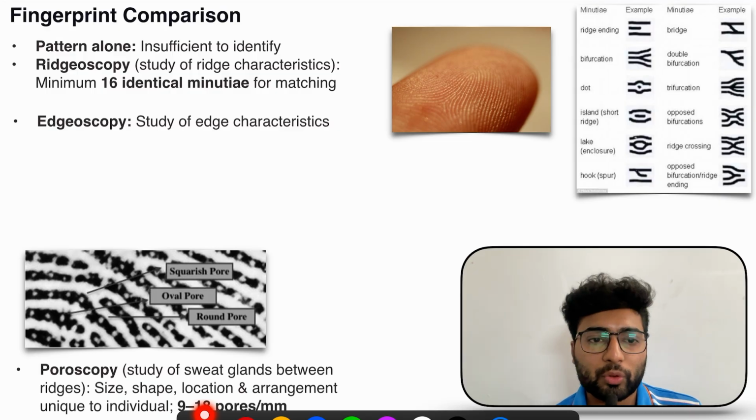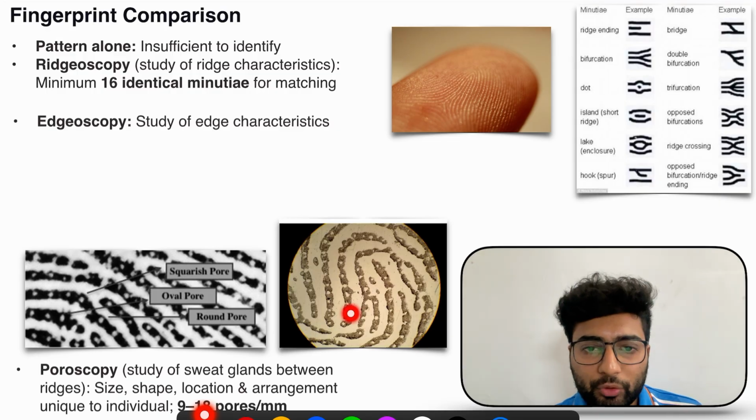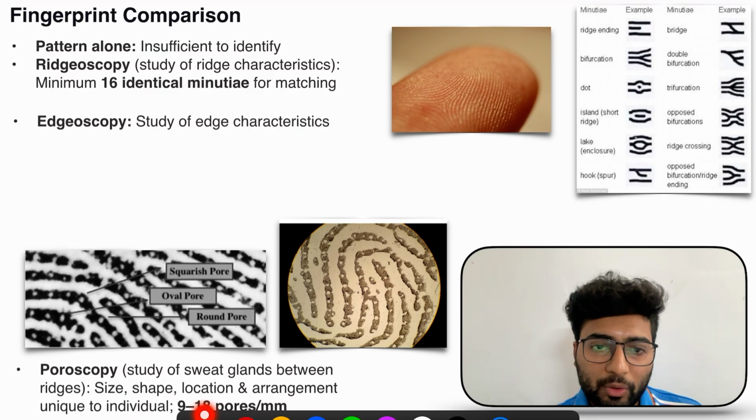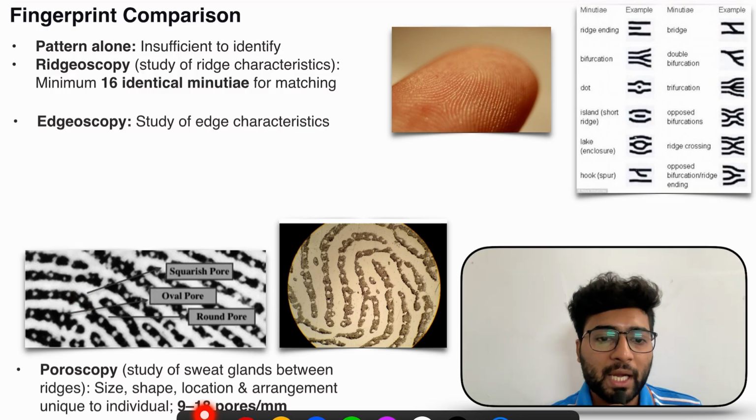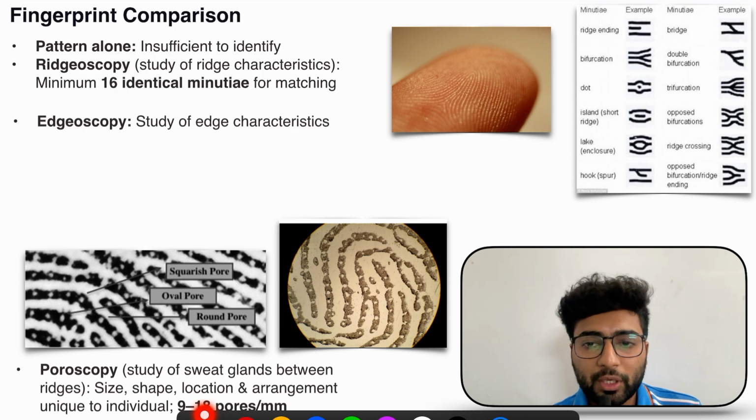Last one is poroscopy. See, over here in this diagram you can see that these ridges are zoomed in, and in between you can see these pores. These pores are nothing but sweat glands, right? And these pores have different sizes. Here you can see it is square, oval, round, etc. So there are different sizes, shapes and locations of these pores, and that is also peculiar to a particular person only. So last one is poroscopy, and we have 9 to 18 pores per mm. So there are three techniques for fingerprint comparison.